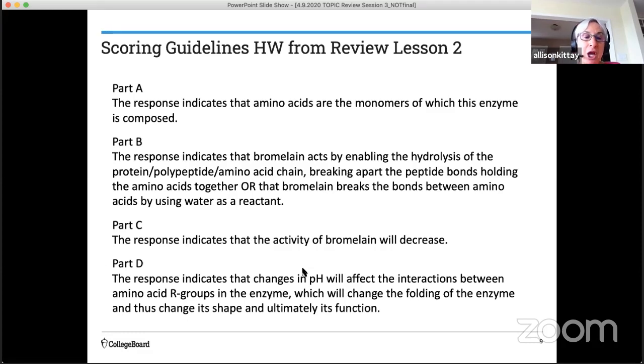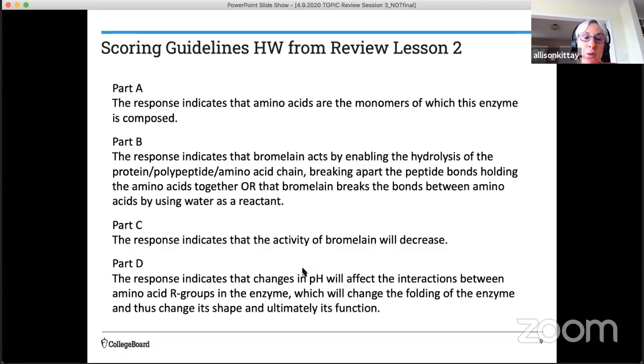In part B, you need to be able to understand how that protein is broken down. And 2 days ago, I did a lesson that went over the types of reactions. One of them is hydrolysis, and hydrolysis uses water to break apart the bonds in larger polymers. In this case, we're going to break apart the peptide bonds that hold the amino acids together. You could have also said that this enzyme breaks the bonds between amino acids using water as a reactant.